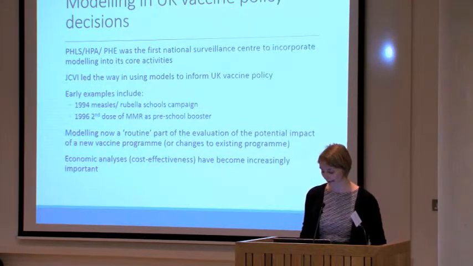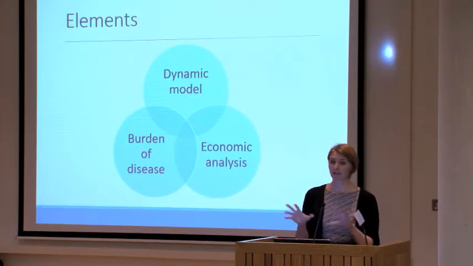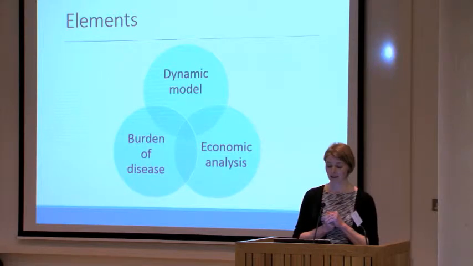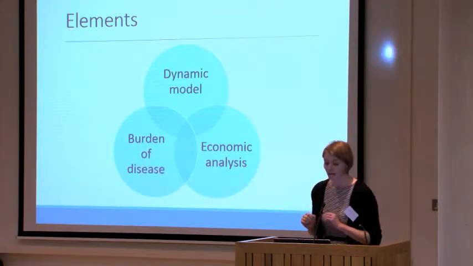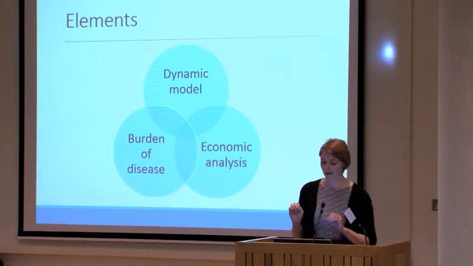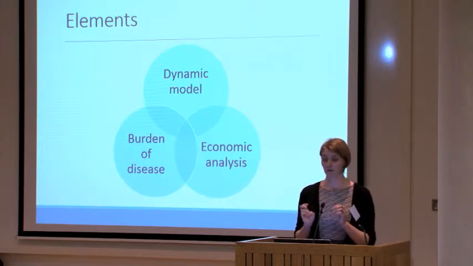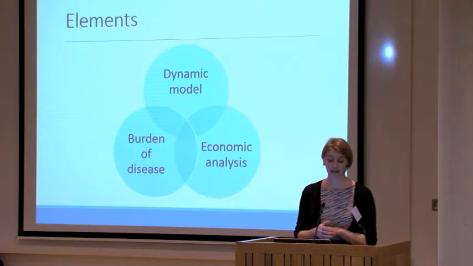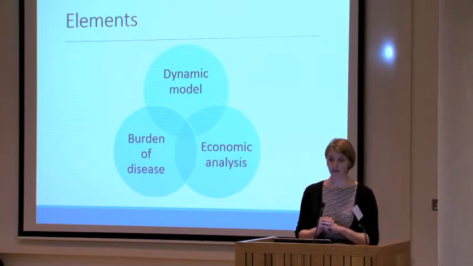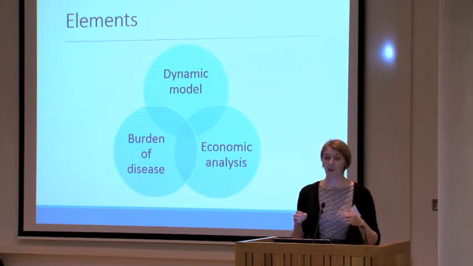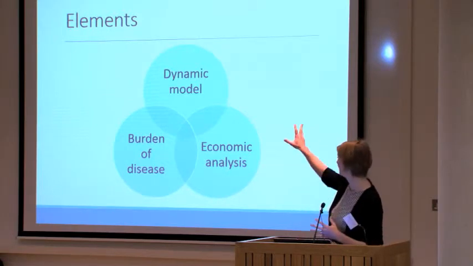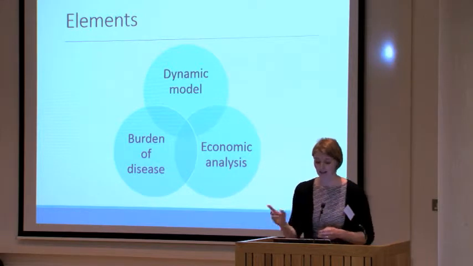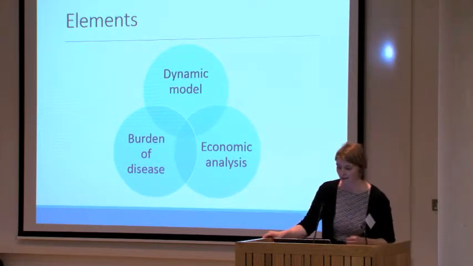So when I talk about modelling, there are really three different elements that go into modelling to inform vaccine policy decisions. The first one is a dynamic model. So the results from that rubella example I showed you is a result from a dynamic model, looking at what happens to the infection over time if you introduce a vaccine. And this is really where most of the maths comes in, and I'll explain a bit more about that shortly.